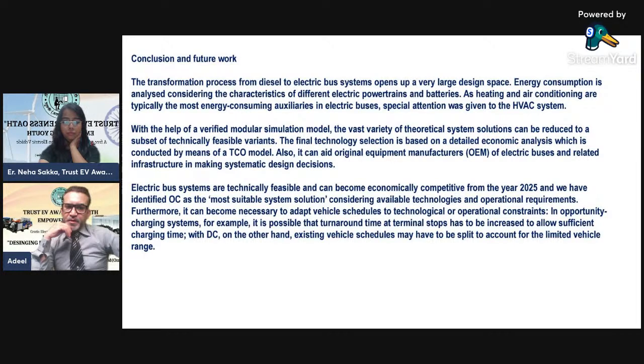Furthermore, it can become necessary to adapt vehicle schedules to technologies and operational constraints. In the opportunity charging system, for example, it is possible that turnaround time at terminal stops has to be increased to allow sufficient charging time with DC. On the other hand, existing vehicle schedules may have to be split to account for the limited vehicle range. So this is, in conclusion, the future work on how we are going to achieve the future of electric buses.